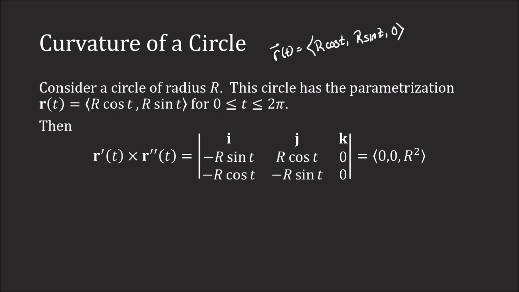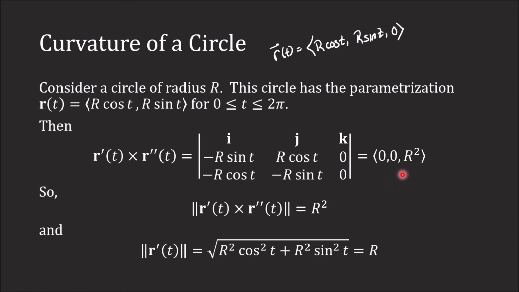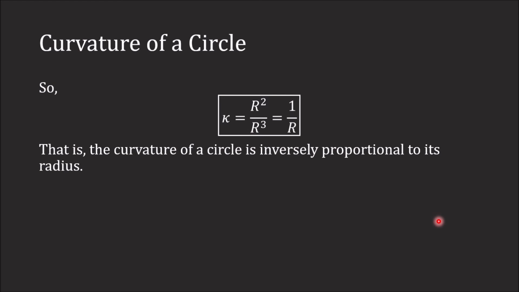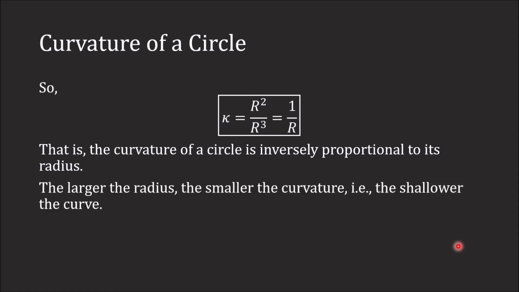So now if we take the cross product, r prime cross r double prime, we get the vector 0, 0, r squared. So the magnitude of this would be r squared. And the magnitude of just r prime is r. So you plug it into that formula. Kappa is r squared over r cubed, which is just 1 over r. That is, the curvature of a circle is inversely proportional to its radius. What this means is that the larger the radius is, the smaller the curvature. That is, the shallower the curve.